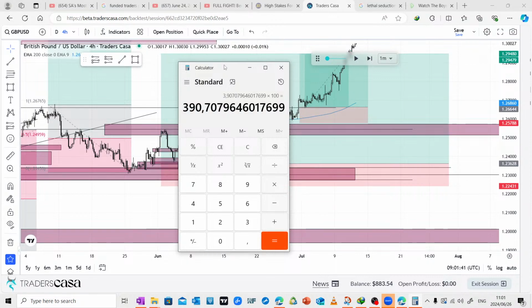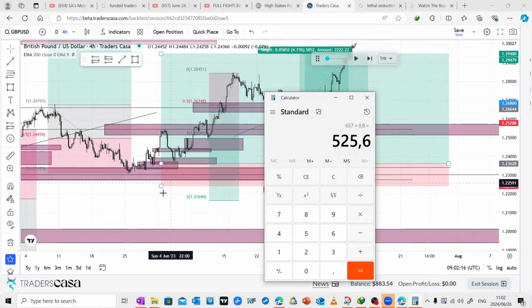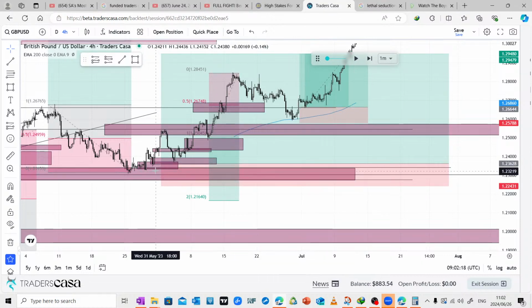That's a 390% return, right? So if this was a prop firm account, and if I was going to get payouts and all that, I would have been returned the amount. So it would be 883 minus the 226 I had made, multiplied by my profit target of 80%. Boom, they've made $526. Right? In a space of how long is this?